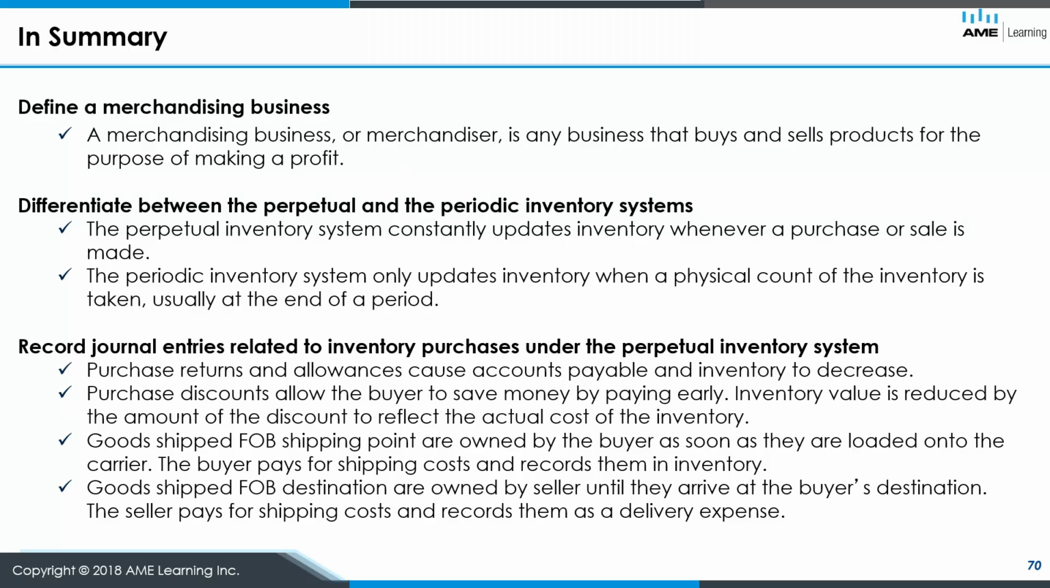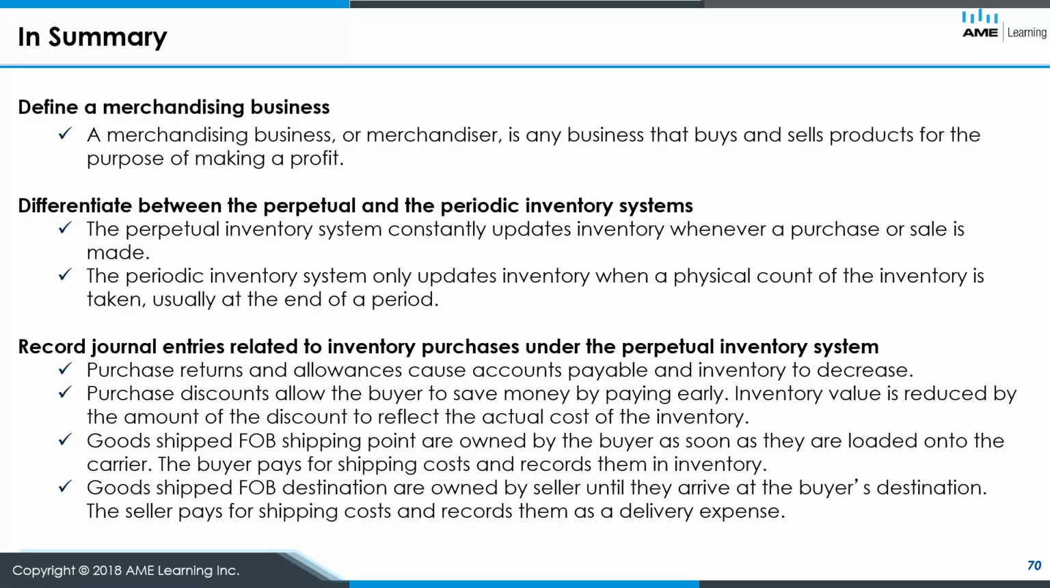So a merchandising business is any business that buys and sells products for the purpose of making a profit. And we have inventory now, we have cost of goods sold, some new accounting we need to account for. We should understand the differences between the perpetual and the periodic systems. The perpetual system is more ideal.